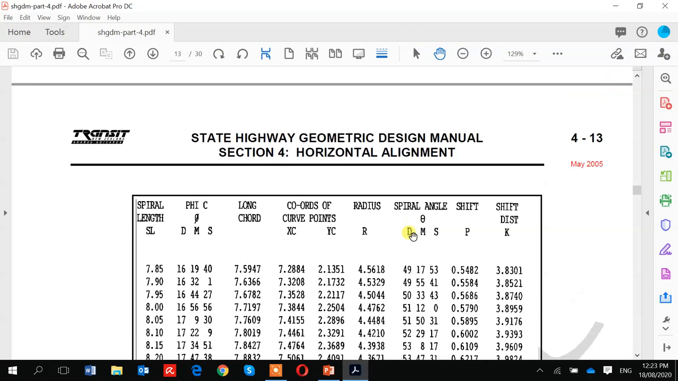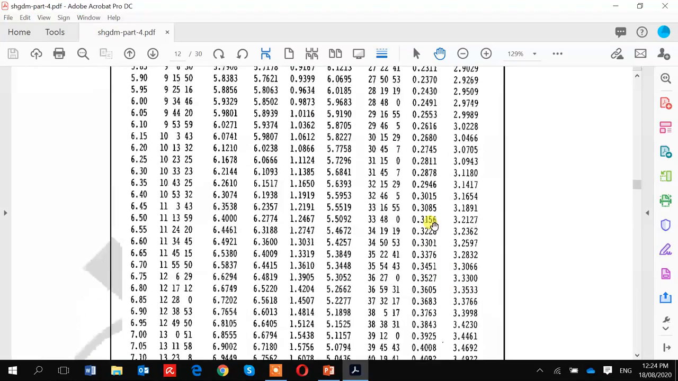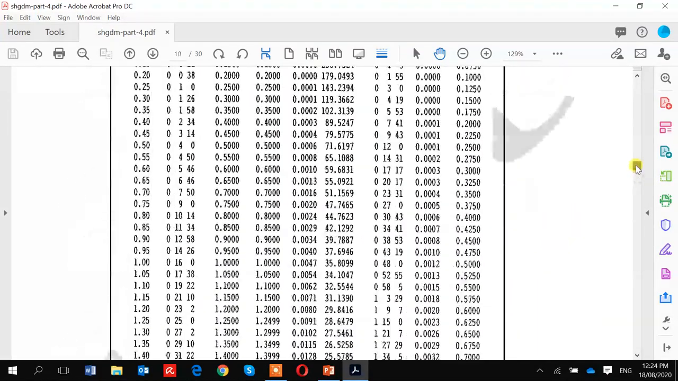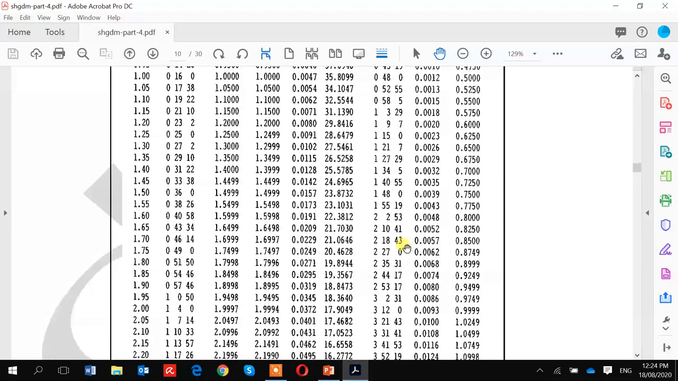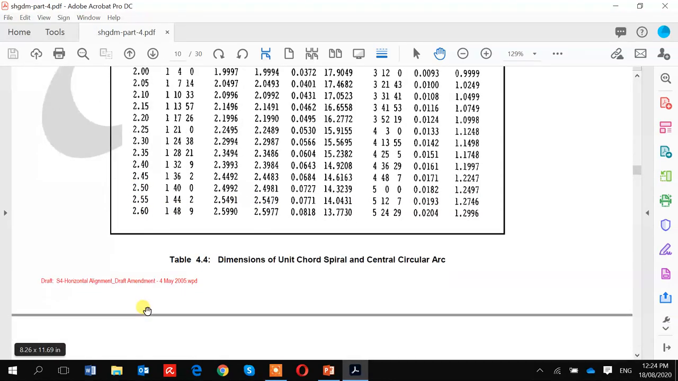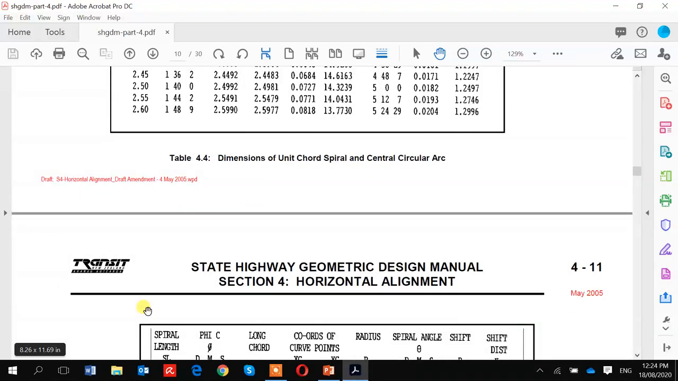Let's say just now we said it's 5 degrees, isn't it? 5 degrees. It'd be somewhere here, 5 degrees. Okay, here 5 degrees. So you need to find all the radius here. I told you that. I'll just go up here a bit. You can see, yeah, this one is the spiral.